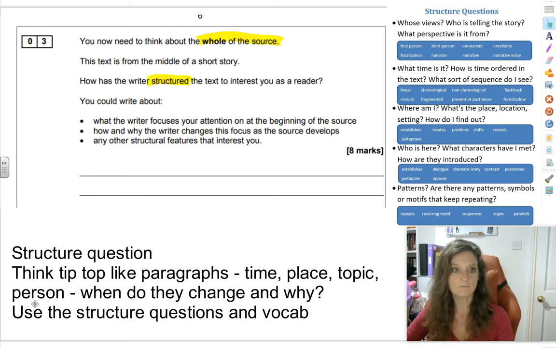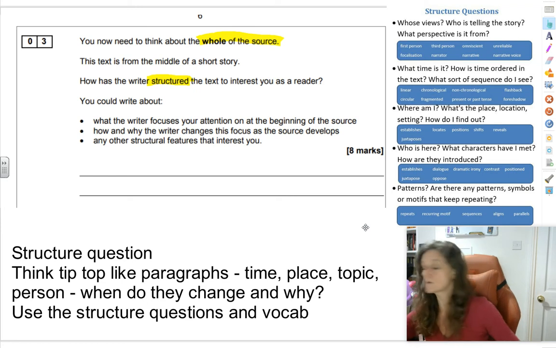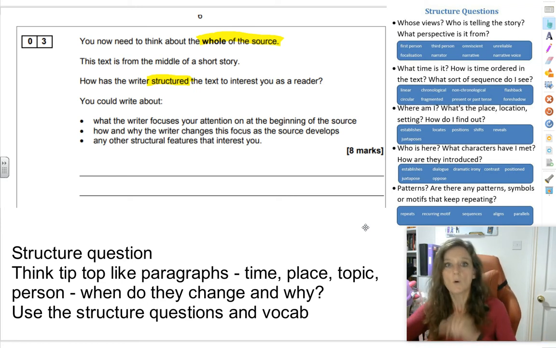Is it a person? Do they focus on the time? Do they focus on the place, the setting? Okay, so thinking about at the beginning. As the source develops, how does the focus change? So do they start by focusing on Mr. Eccles and then change the focus onto the dinosaur, for example? Or does it keep switching back between the dinosaur and Mr. Eccles, which actually is what's going on here?